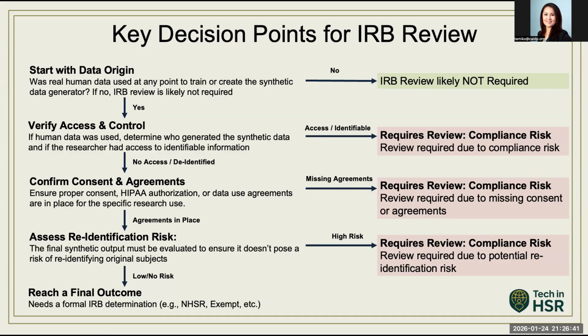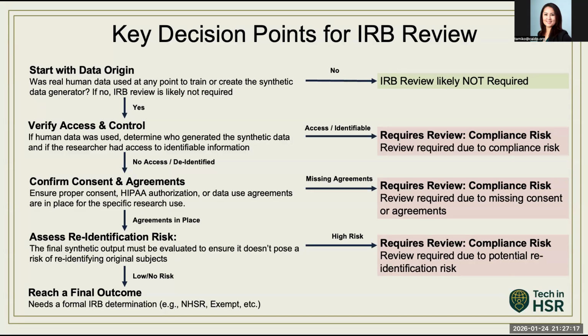Hopefully, this decision tree helps. The first question we want to ask is about the data origin. Was real human data used at any stage to train or parameterize the synthetic data generator? If no, then more than likely IRB review is not required, but read the protocol and thoroughly document your rationale based on that. If yes, then you would move to the next question, which is to verify access and control.